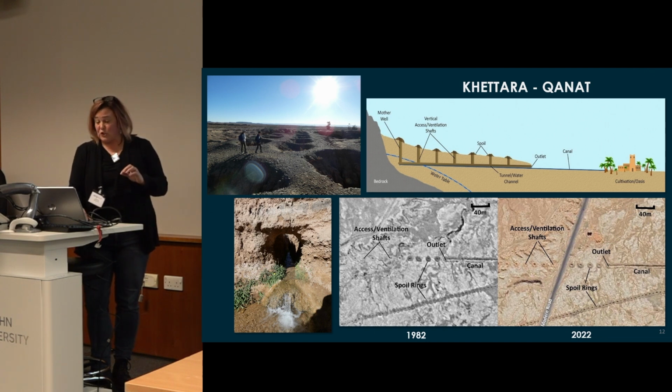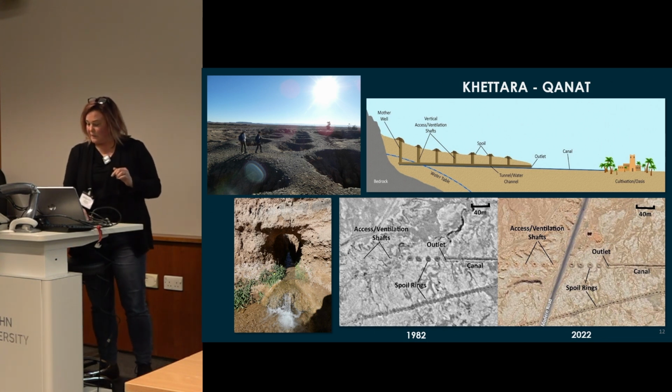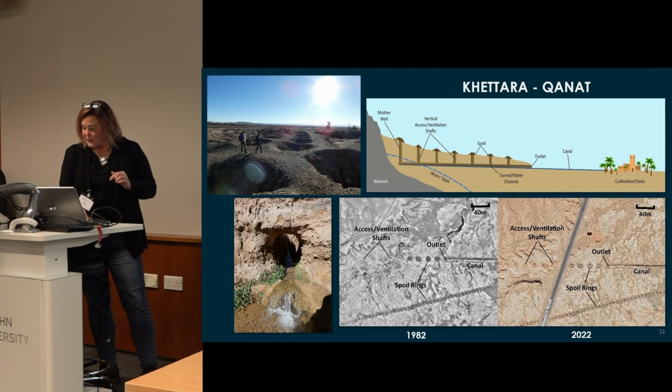Even though the abstraction channel is underground, the footprints are highly visible on satellite imagery since a line of vertical shafts was excavated along the line of the underground channel. These created points for access and maintenance and worker light and ventilation. As you can see, the spoil rings around the shafts show up really well in satellite imagery.